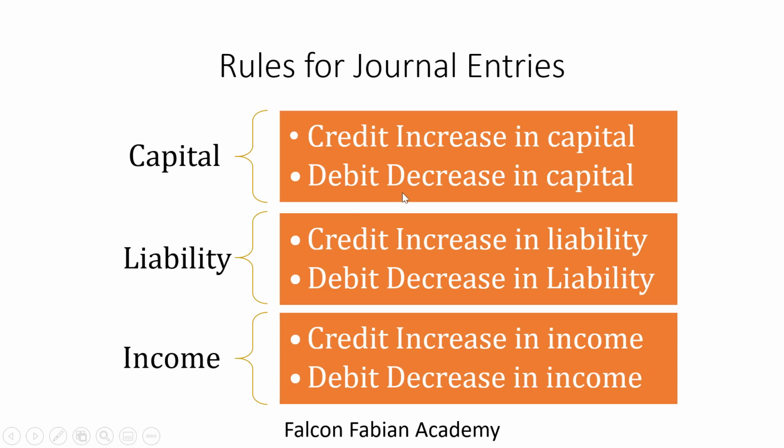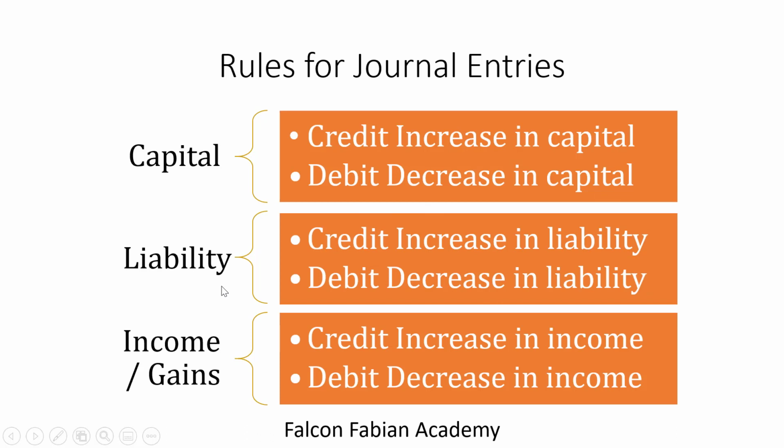The rule for capital is credit increase in capital and debit decrease in capital. So when the capital is going to increase in the business, it needs to be credited. And if there is a decrease in the capital, it needs to be debited. Now, capital is the money that is invested by the owner. So when the owner invests money in the business, capital is increasing in the business. Therefore, it should be credited. And if there is a decrease in capital, for example, if the owner withdraws money from the business, then there is a decrease in capital that needs to be debited. So for capital, credit increase in capital and debit decrease in capital.